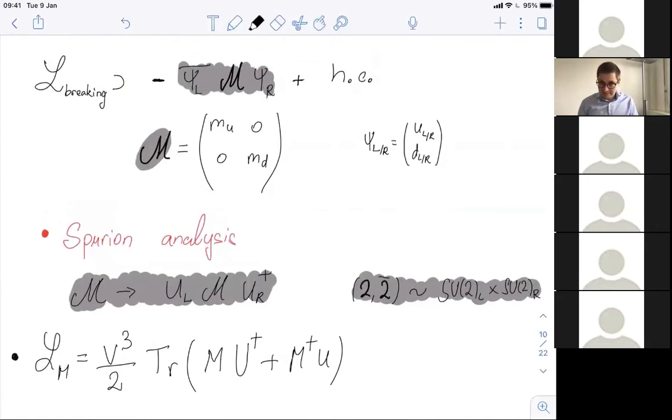And the rule of the game, as we discussed in the EFT lecture, the first class, is to write down all these invariant terms, and then the only thing which does explicit breaking is the value of these spurions.